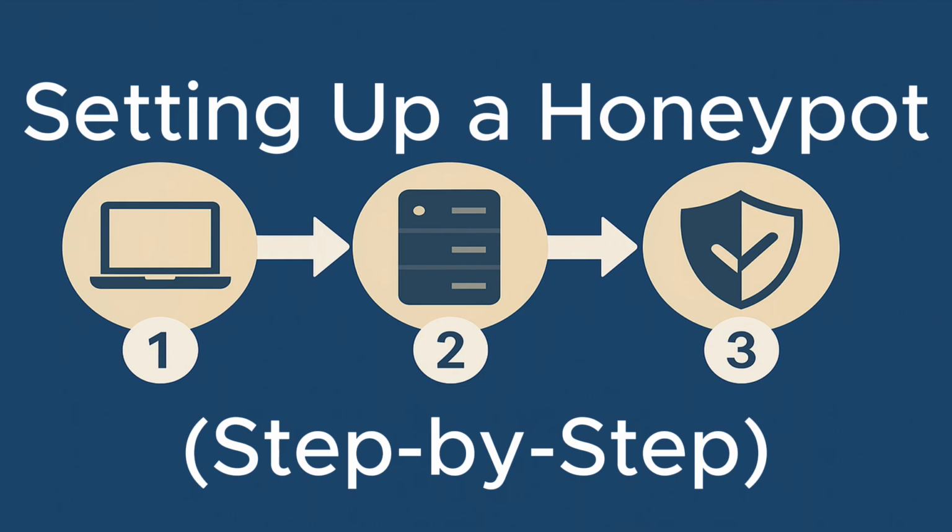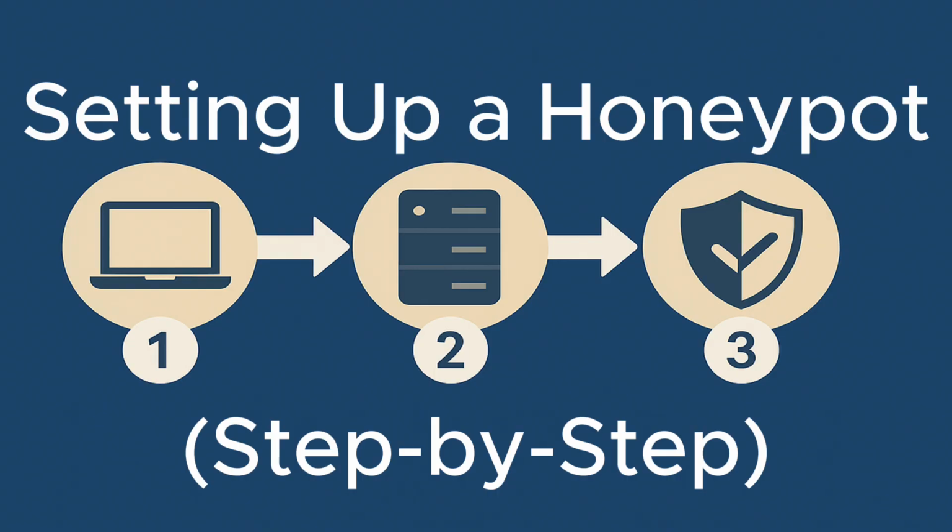Step 3. Configure Cowrie. Now, you need to set up Cowrie. Copy the default configuration file and make small changes if needed. For example, if you want Cowrie to listen on port 22, that's the default SSH port, while your real SSH, if you use it, should move to a different port like 2222.